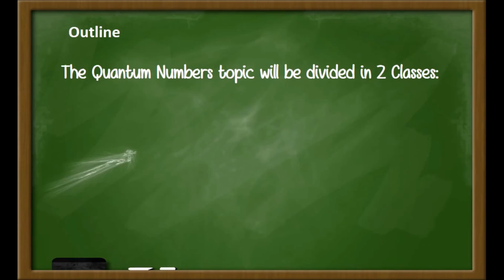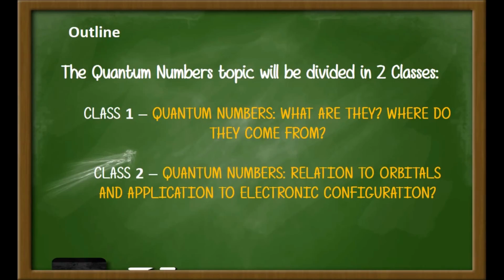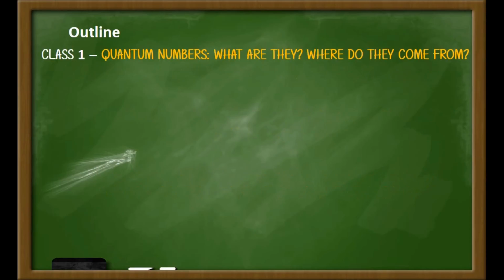Quantum numbers topic will be divided in two classes. Class number 1, we're going to study quantum numbers, what are they and where do they come from. This is today's class. Then, the following class, we are going to study quantum numbers, relation to orbitals and applications to electronic configuration.